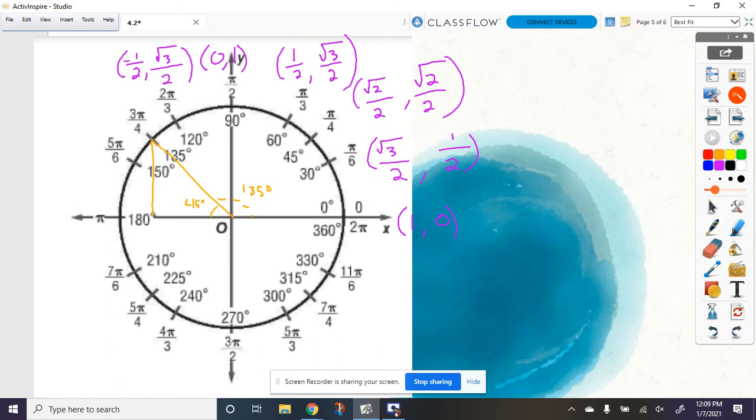It's the same as yellow. The other one being which one? The other 45. So we know that our point is going to be the same as our 45 degree. So we would get square root of 2 over 2, comma square root of 2 over 2. But what's going to be the only difference?